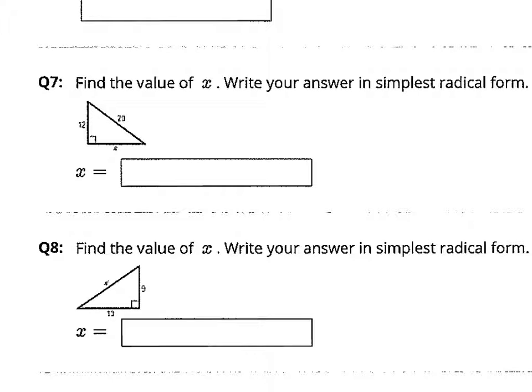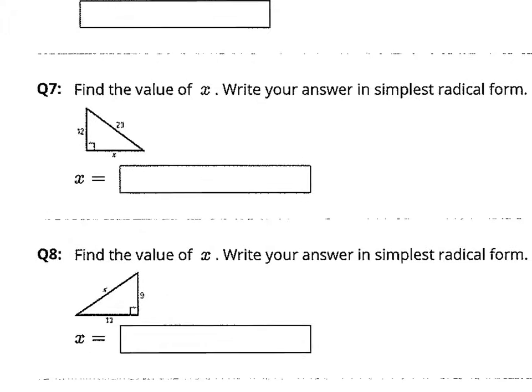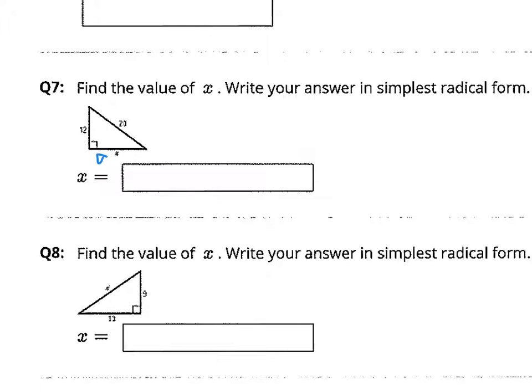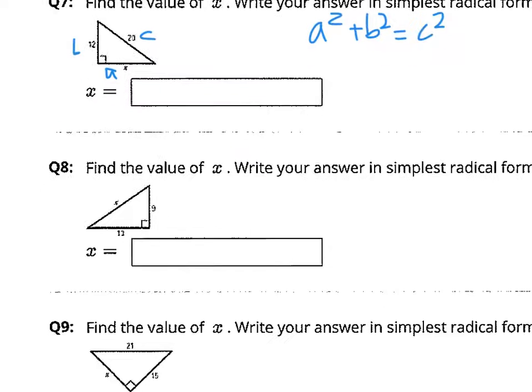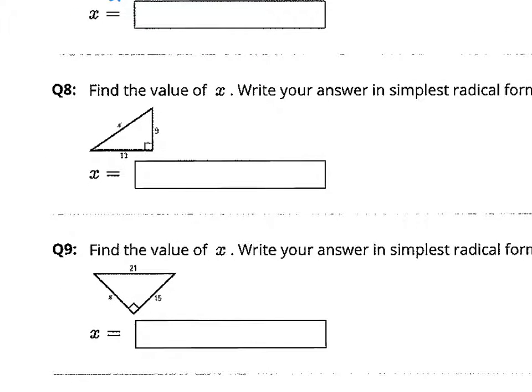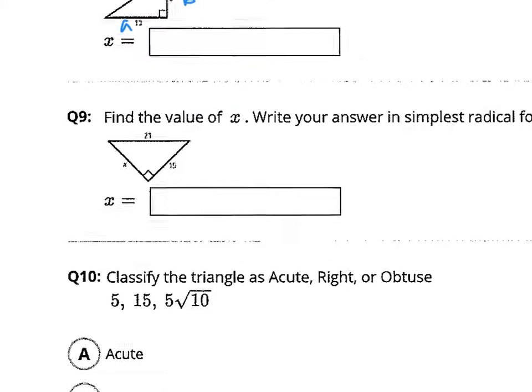Question number 7, we're doing Pythagorean theorem. So this would be your A squared plus your B squared equals your C squared. Remember, A squared plus B squared equals C squared. Question 8, same thing, Pythagorean theorem. I'm not going to rewrite the formula, but I'll label the sides. There's A, B, and that's C. Solve for the missing side.